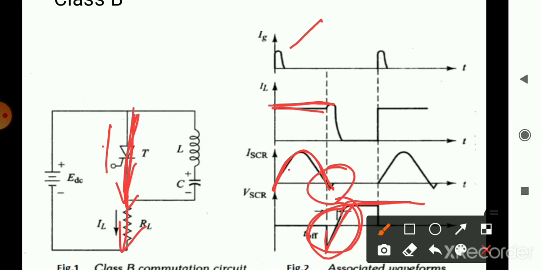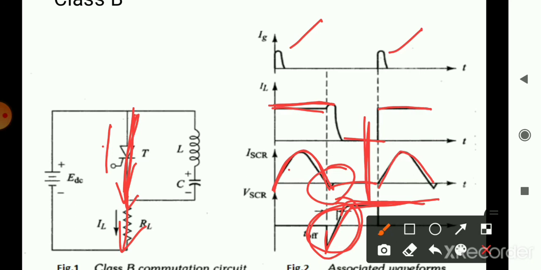When the SCR is in off state, obviously the voltage will be there. So the current through the SCR will be 0 and the load current is also 0. The same thing continues until I apply the gate pulse. At this time period, again the capacitor will start to charge. If I apply the gate pulse, anode current will start to flow as well as the load current will flow. At one point, if the capacitor discharges in the opposite polarity, then a negative voltage will be applied across the SCR, and again it will turn off. The same thing continues again and again, charging as well as discharging.